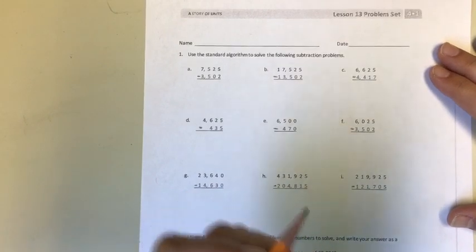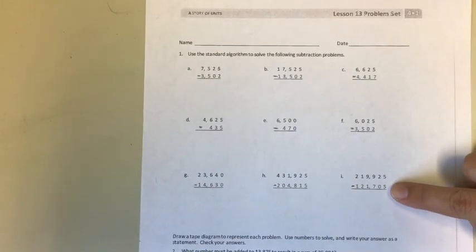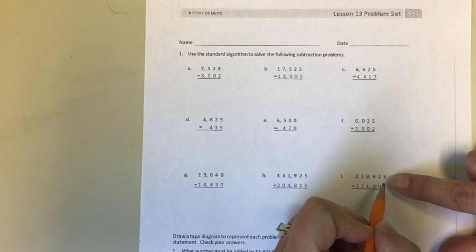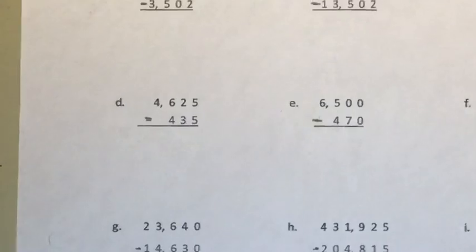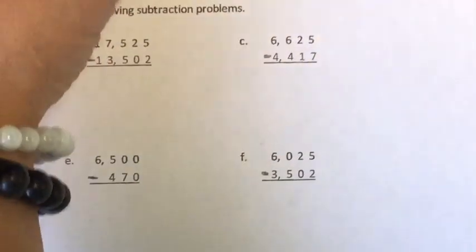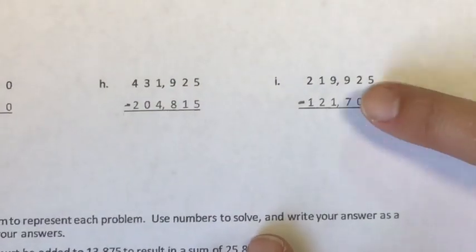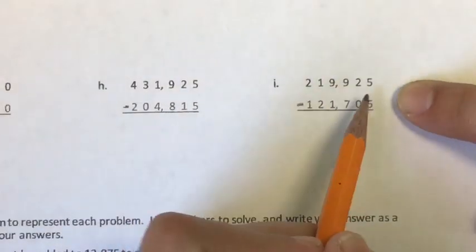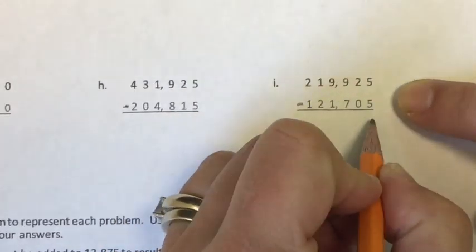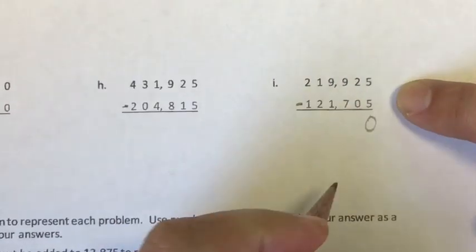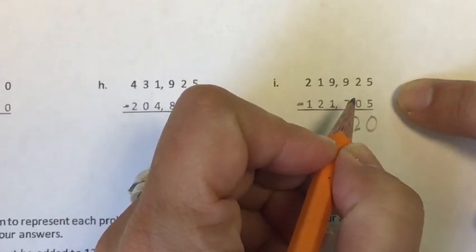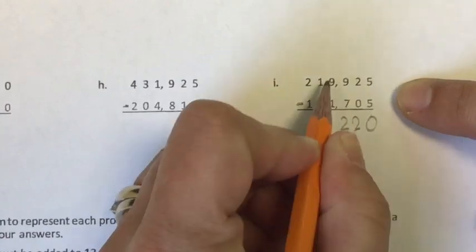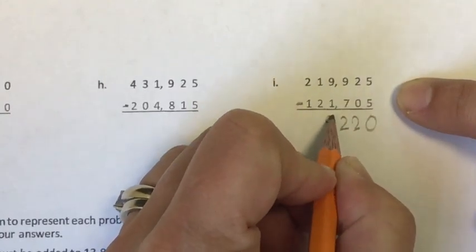So let's go ahead and go down here to I. You're always going to, again, start in the ones place. Okay, so I'm going to zoom in, move some stuff around, zoom in, and here we go. Let's go ahead and focus on this one. So I'm going to start in the ones place. 5 minus 5 is 0. 2 minus 0 is 2. 9 minus 7 is 2. 9 minus 1 is 8.